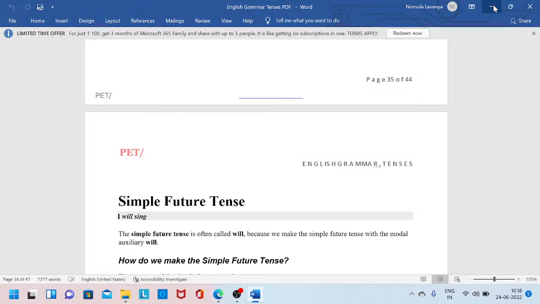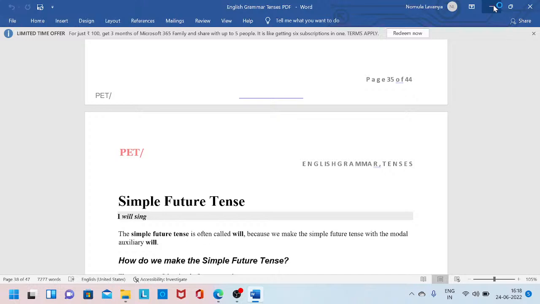So let's start. Simple future tense. What is a simple future tense? How do we make it? This is a simple future tense. Simple future tense is often called like "will", because we make the simple future tense with the modal auxiliary verb, that is "will".